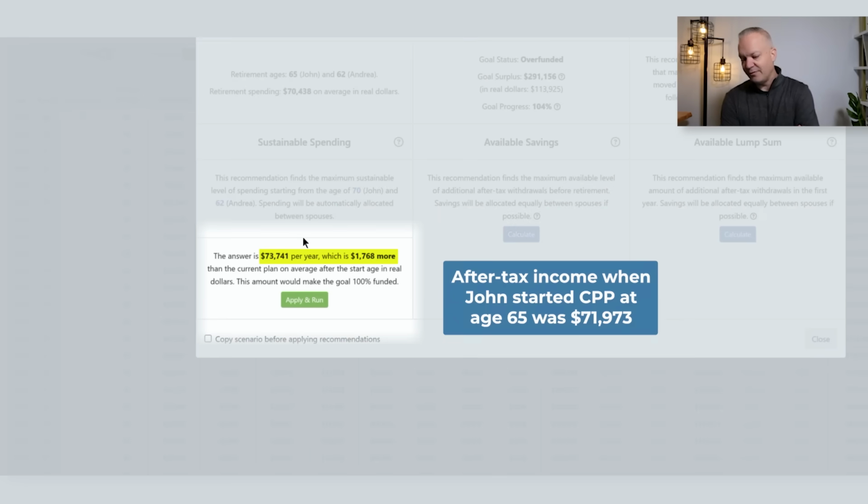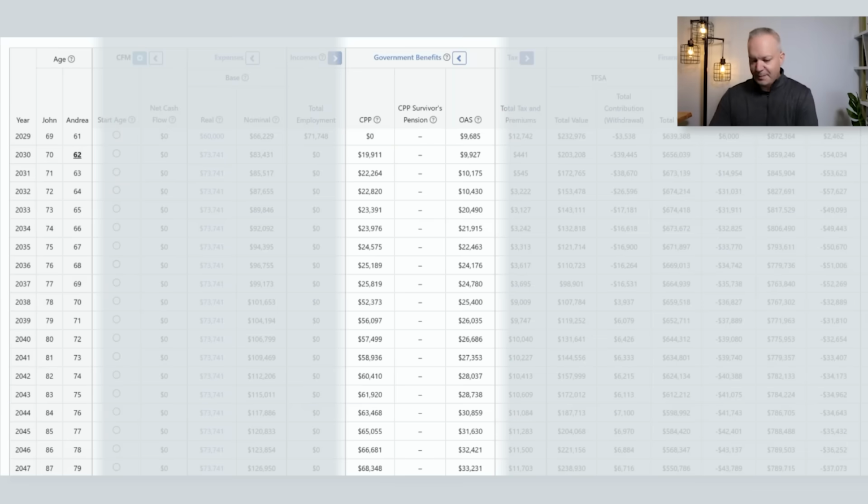So $73,741, which is $1,700 more after tax in their pocket, adjusted to inflation. When we run this, you'll see there's no CPP for John until 70. It's a bigger amount at 70 because he's deferred it. When Andrea turns 70, you can see the number jumps to $52,000 now.